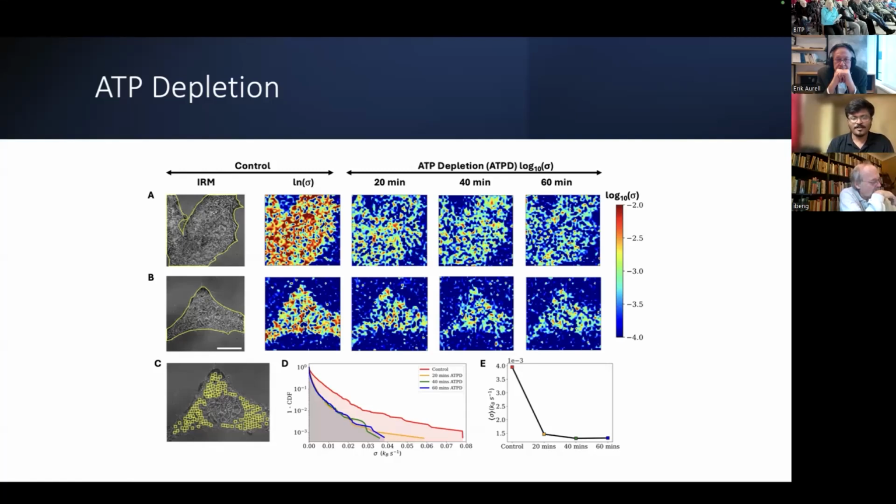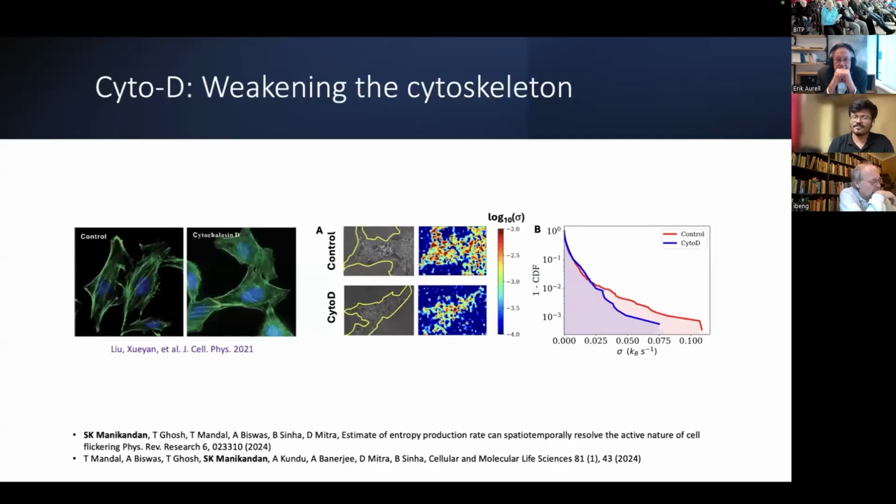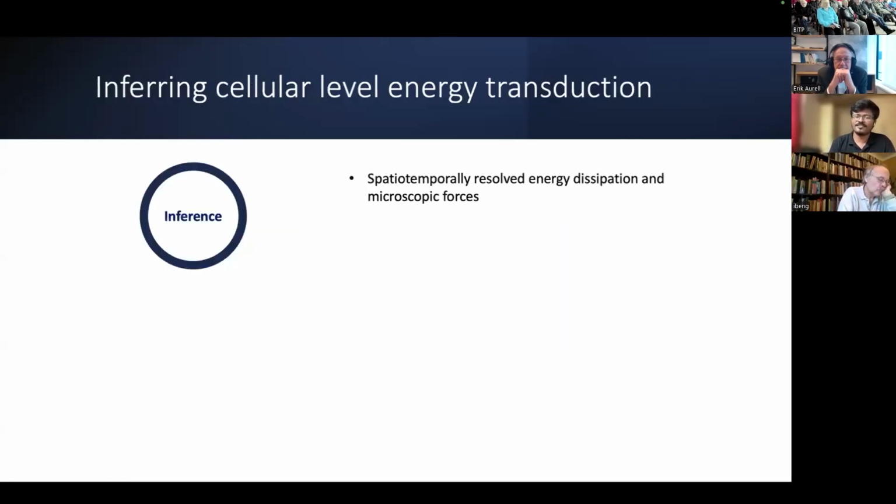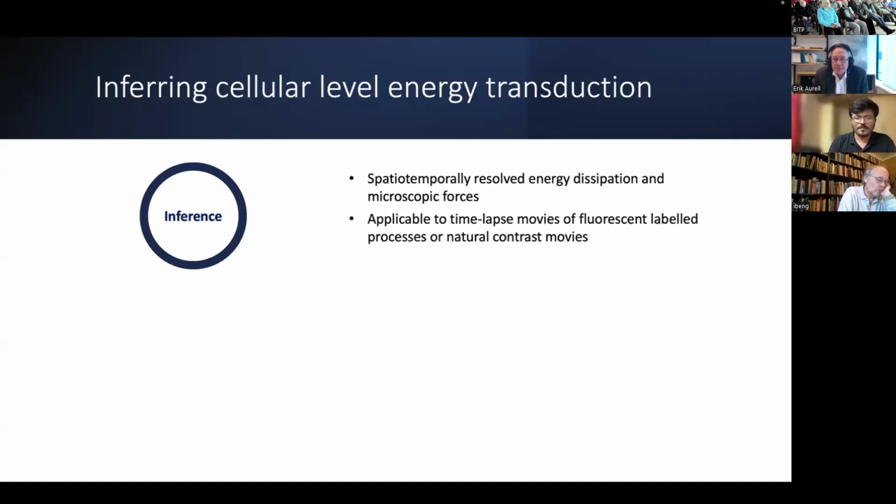There was also another experiment where we treated the cell with a drug which weakens its cytoskeleton, and you will see a similar effect: the dissipation goes down when the cytoskeleton of the cell is weakened. So to summarize this part, this method spatiotemporally resolves energy dissipation and microscopic forces from experimental data. It's applicable to time-lapse movies of fluorescent labeled processes or just natural contrast movies.